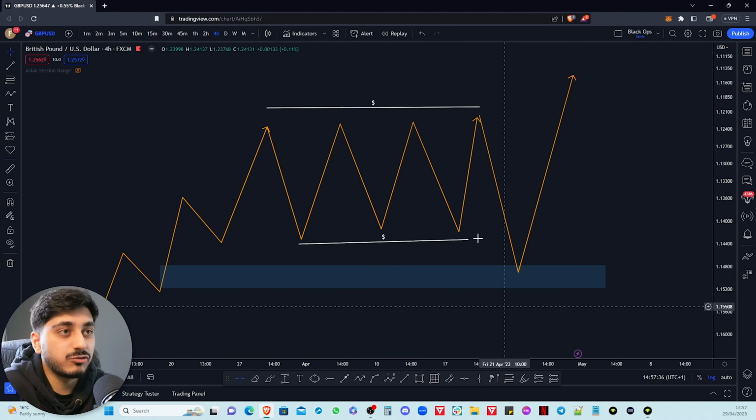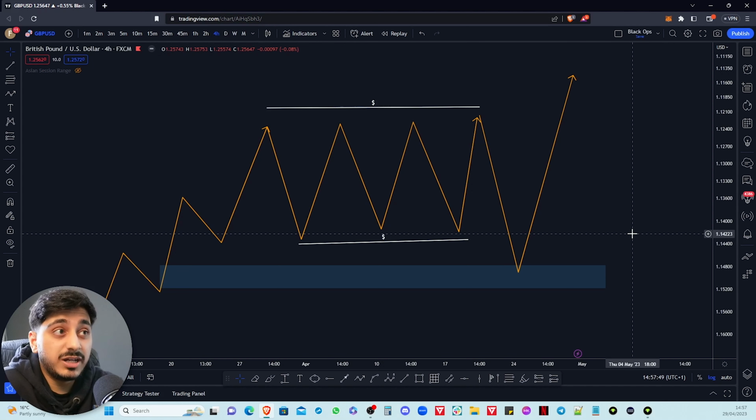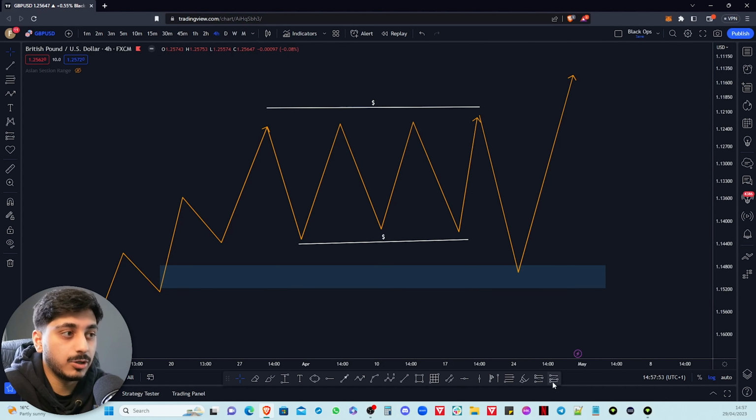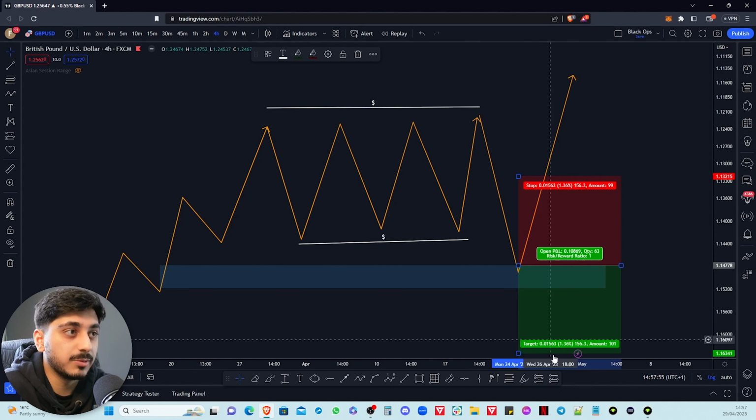Very simple, really nice pattern that you can utilize in your trading, and it really is profitable. And essentially, when it comes to taking the trade, I know I didn't do it in the previous example, but it's going to look something like this.